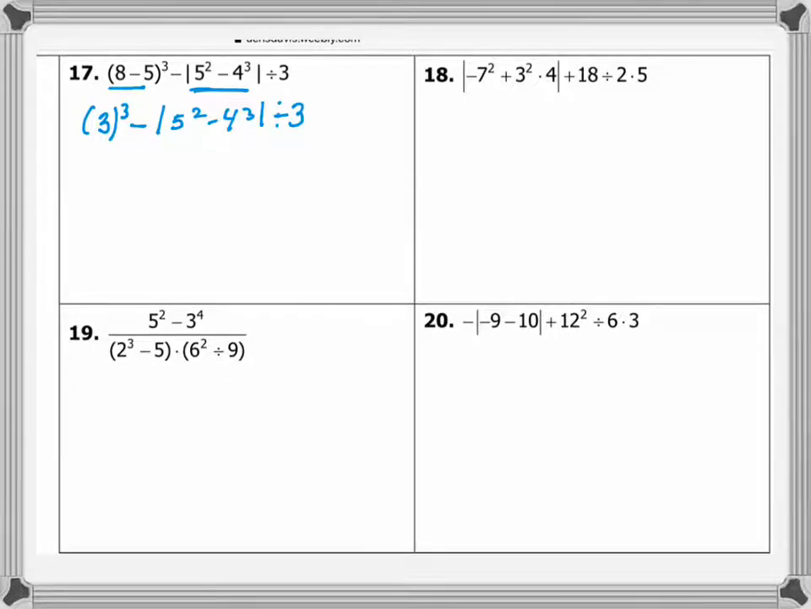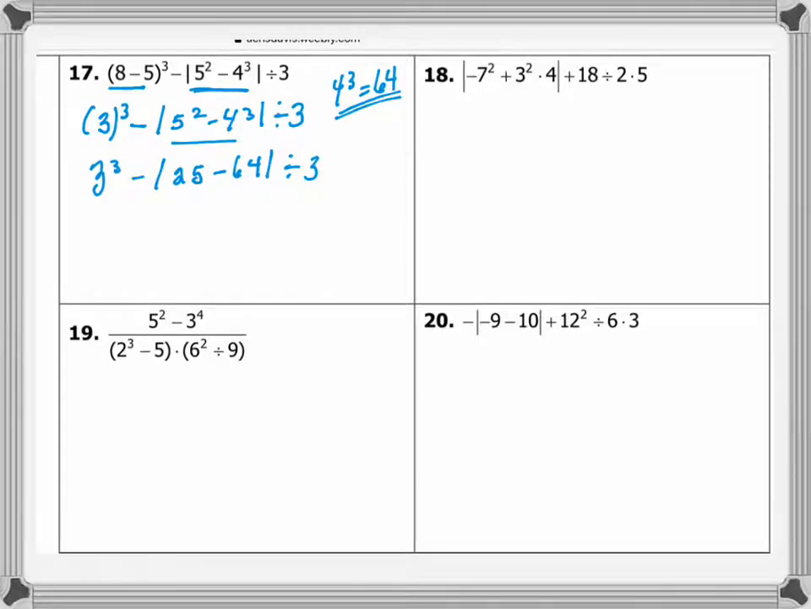Okay, so I still have a grouping. This is 3 cubed minus, and then I have inside this grouping 25 minus, and do you guys know what 4 cubed is? 4 times 4 is 16. 16 times 4 is what? 64, right? So 4 cubed is something you really should know because it happens a lot, and I'll expect you to know that. And then divided by 3 is what you would pull down.